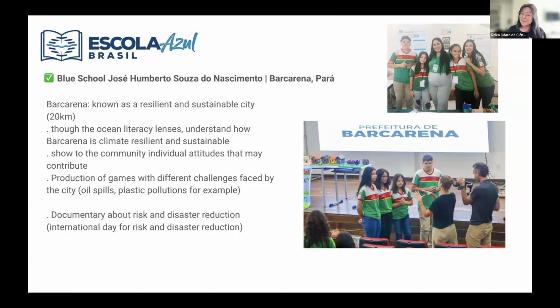And the river is huge. Barcarena is tiny in comparison to the biome, but it's a city known as a resilient and sustainable city in Brazil and internationally. So through the ocean literacy lens, this school is trying to understand how Barcarena is climate resilient and sustainable. They are showing the community individual attitudes that may contribute to keeping Barcarena a resilient and sustainable city. They produced some games with different challenges, like a board game, where each step shows why Barcarena is resilient through the ocean literacy lens. And how can you overcome the challenges the city already had to overcome, like the oil spills and plastic pollution that comes through the rivers.